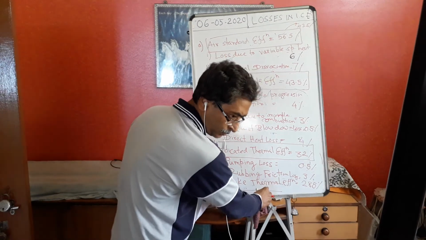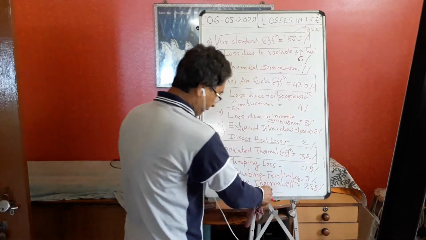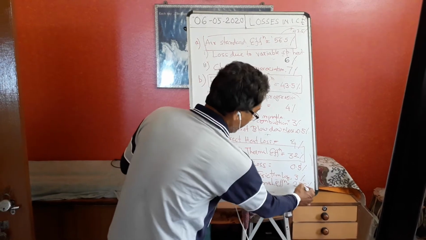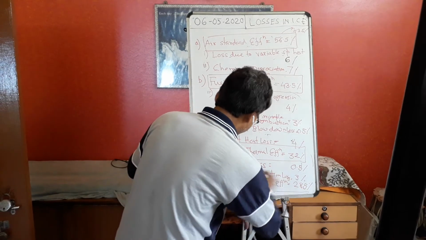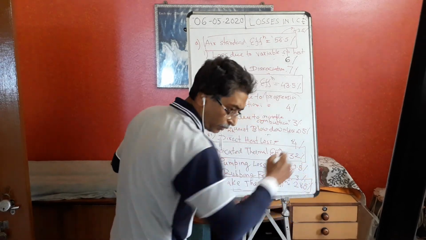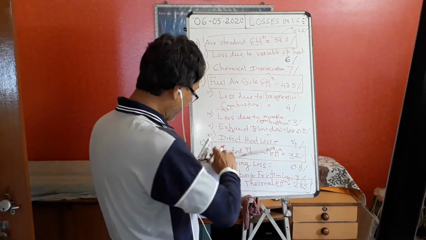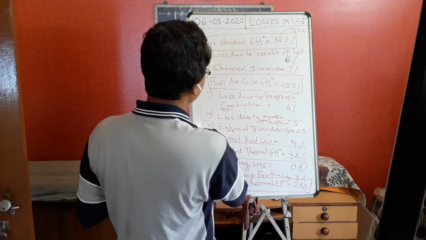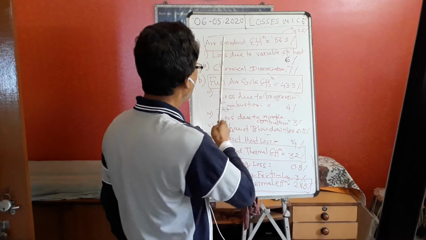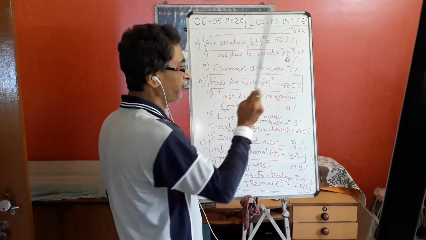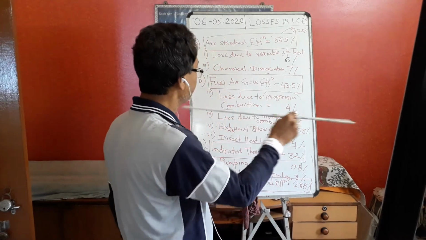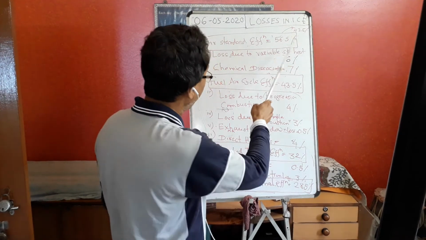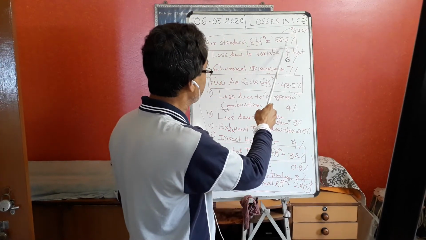28.5%. So this is my final 28.5%. So what is it telling? It is telling that ideally I have given 100% heat. Out of that I have lost some amount of heat directly to the environment. 43.5% I have rejected to the environment, and ideally I should get 56.5.